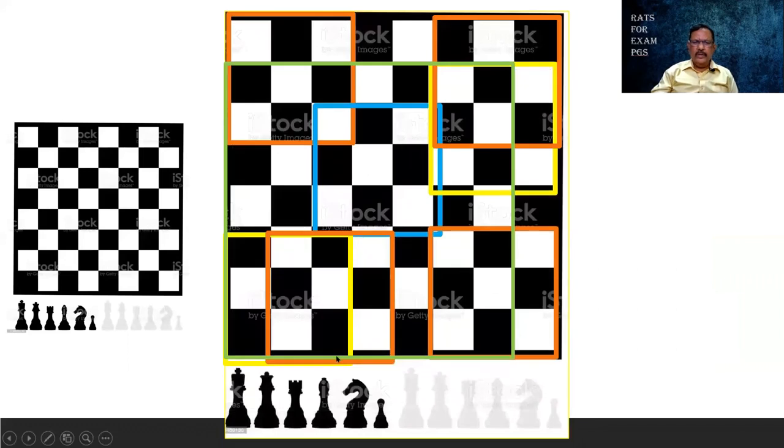Now, this is also a square. This is also a square. This is also a square. The whole board is also a square. So you find that there are more squares than we actually see.